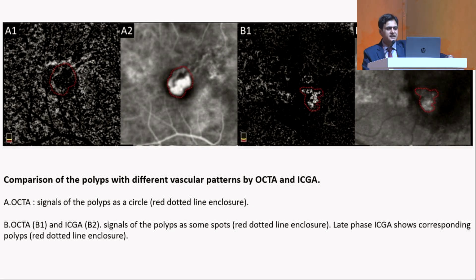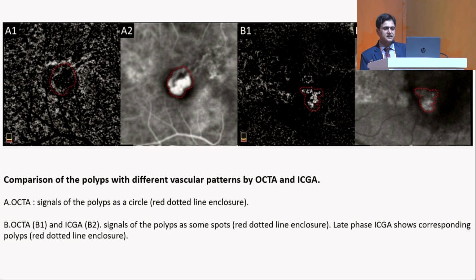These are other examples in which OCTA shows the polyp as a semicircle in the initial one, and here it is showing as a complete circle. The A2 image is a well-defined polyp. However, on OCTA we can just see these yellow dots along the edge. Why is this? Because the blood flow is usually very slow in a polyp. However, at the edges of the polyp, the velocity of the RBCs is much faster, so it picks up in the form of a complete circle or a half circle.